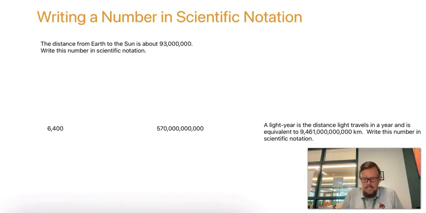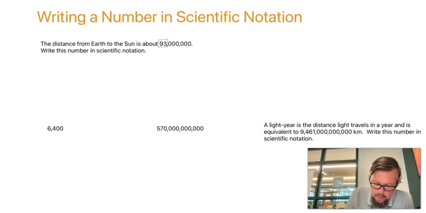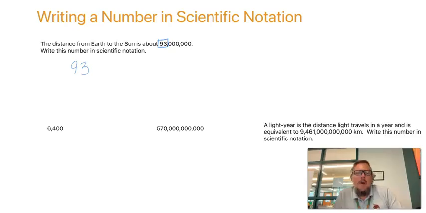So our number here is 93 million, and what we're going to start off by doing is look just at the numbers that aren't zeros. So the numbers we have here that aren't zeros are the 93 right there at the beginning. So that's going to be the first part of our scientific notation, the 93. And now we are going to put a decimal in this number so that the number is between 1 and 10. And that's important. We're going to put a decimal here so that the number's between 1 and 10.